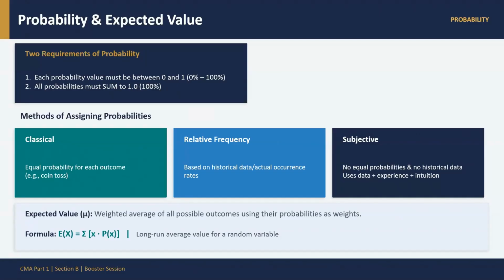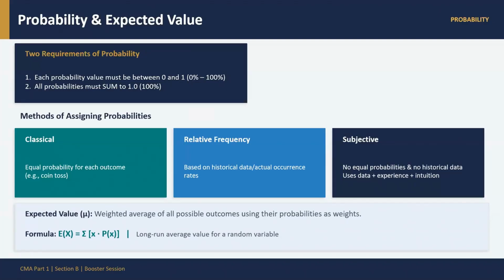If you flip a coin, there are two outcomes, and we allot probabilities for them. Heads 50%, tails 50%. Add them both, it will be equal to 100%. So these are the two requirements for probability.